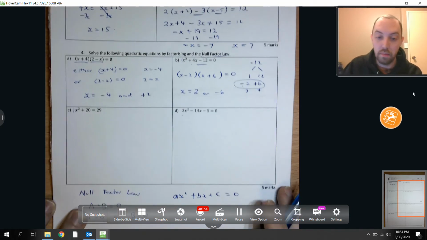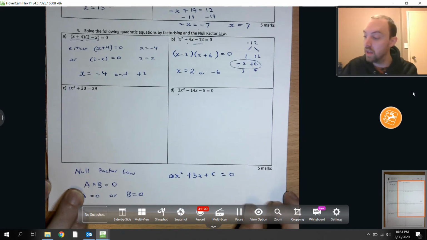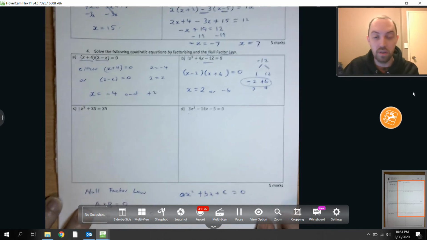As I mentioned a little bit earlier, as I was talking about part A, we need our quadratics equal to 0, otherwise we're going to have a bit more difficulty.